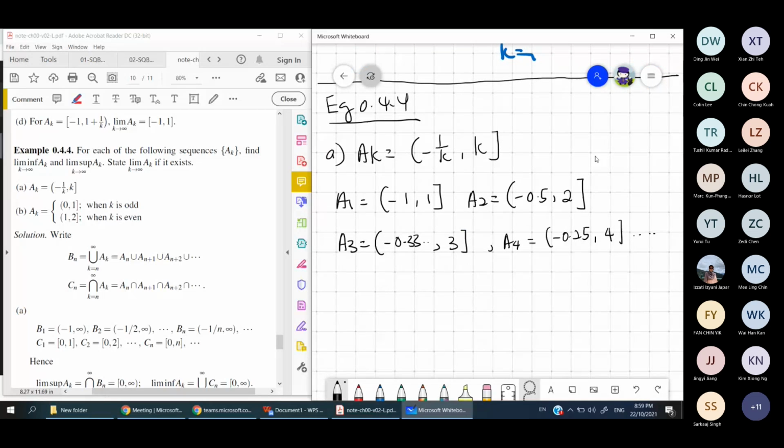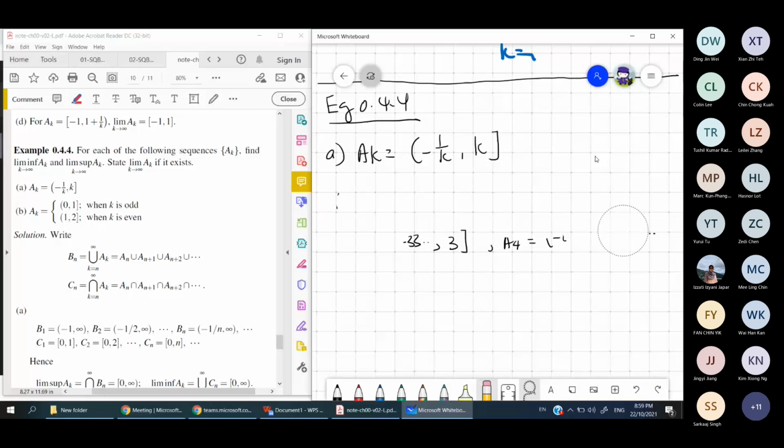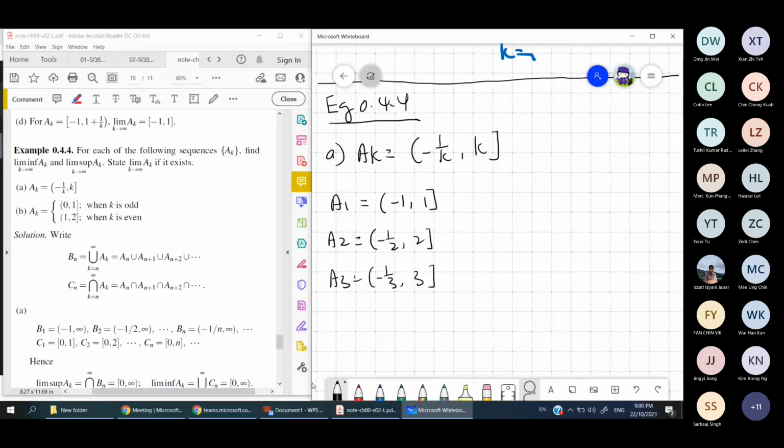I think maybe this is not a good idea. I will write it in a proper way so that you have a better idea of how the sets look. As we have done, this is minus 1 to 1. A2 is minus half to 2. A3 is minus 1 over 3 to 3. A4 is minus 1 over 4 to 4.